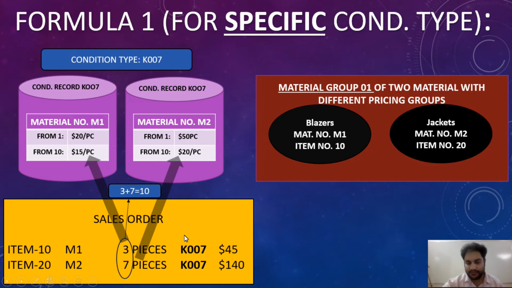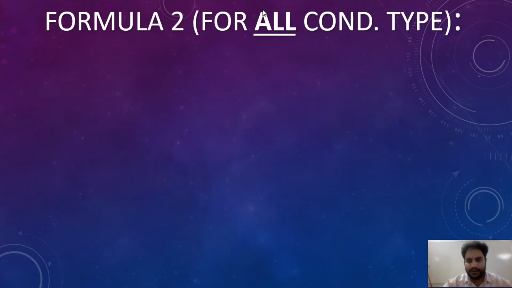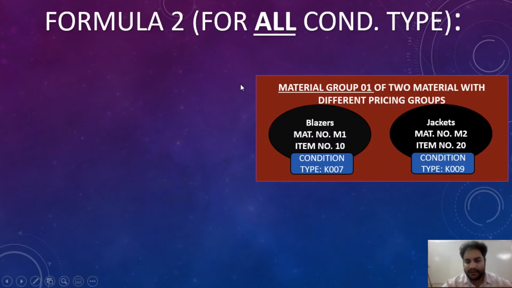This is the beauty of group conditions. And here comes the concept of specific condition type, that we are talking only of one condition type, that is K007. Okay. Now let us see formula number 2. The formula number 2 is for all condition types.